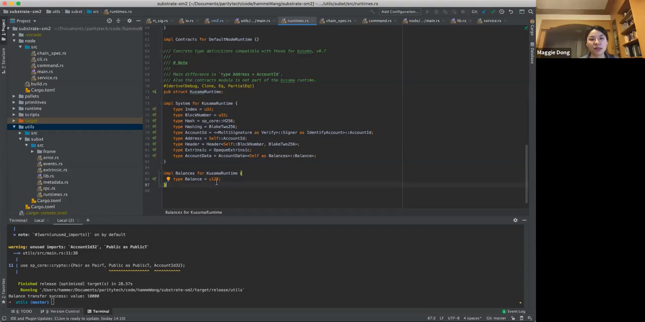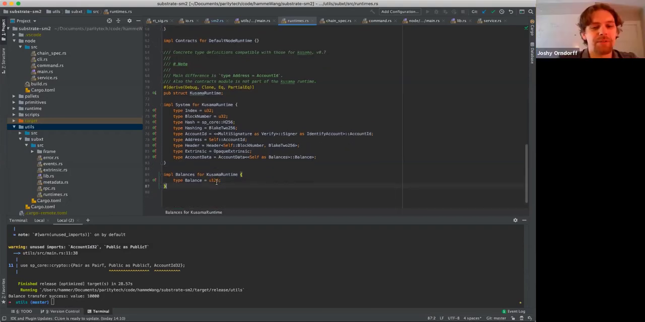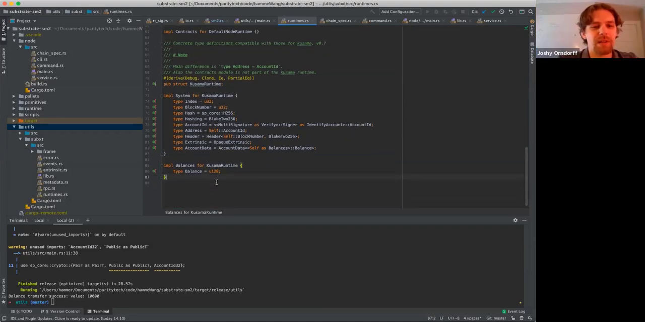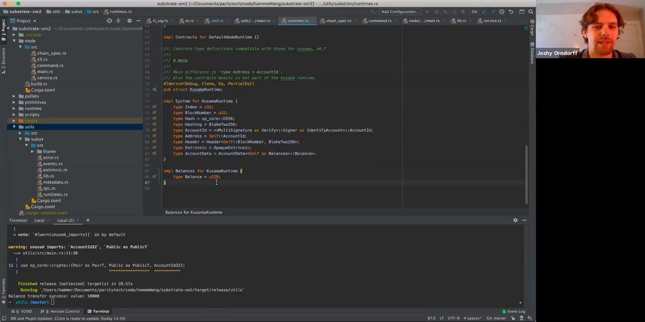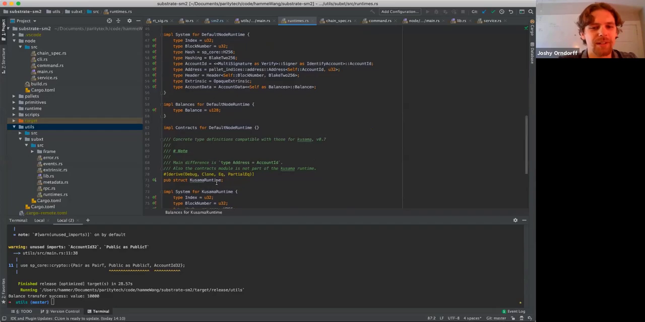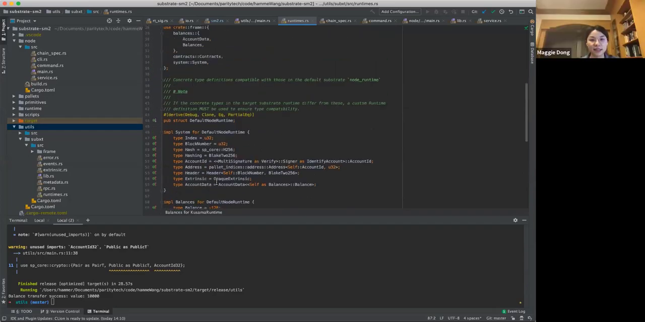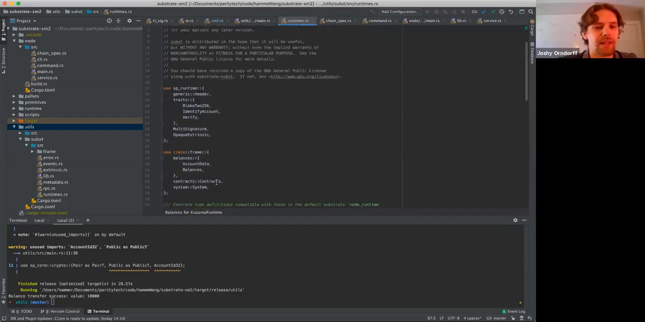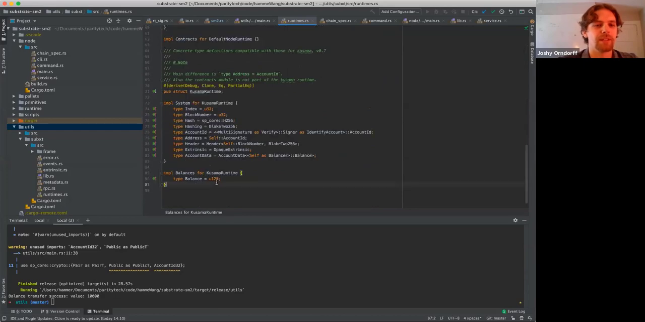This is cool. I did not see this part of the code, but it almost reminds me of when you're writing a test mock for your pallet. You have to just impl a few of these traits for whatever test runtime. So this makes sense. Oh, I see they have a default node runtime also. Yeah. Okay. So you didn't need to in this case, but if we had some really custom weird chain, we could just make our own pub struct Joshy's weird chain or whatever and use that.